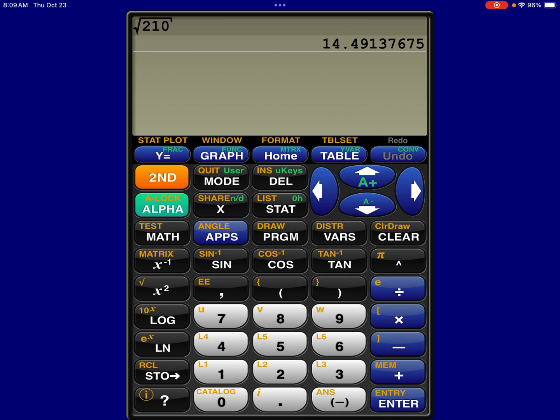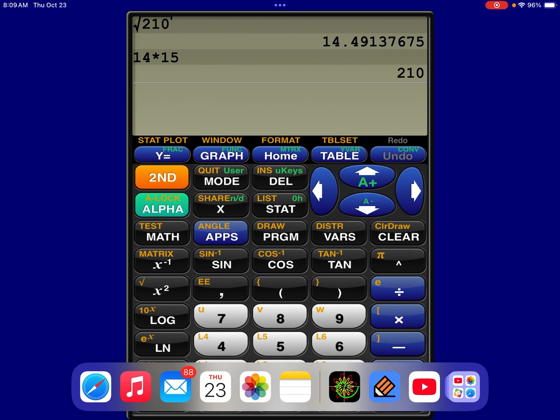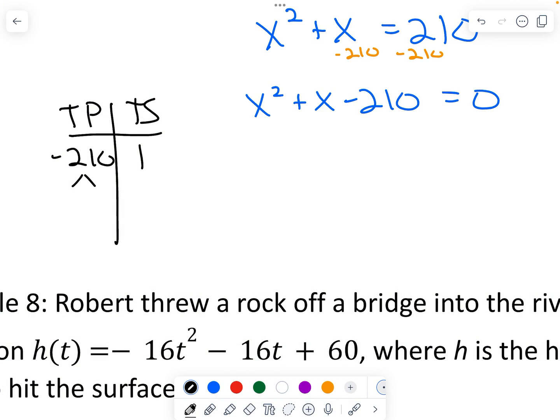14.49. Interesting. So 14.49 times 14.49 would give me 210. So I wonder if 14 times 15 would give me 210. Yes. See, I knew the two numbers were only 1 apart, so they had to be really close to the square root of 210. That was pretty clever on my part.